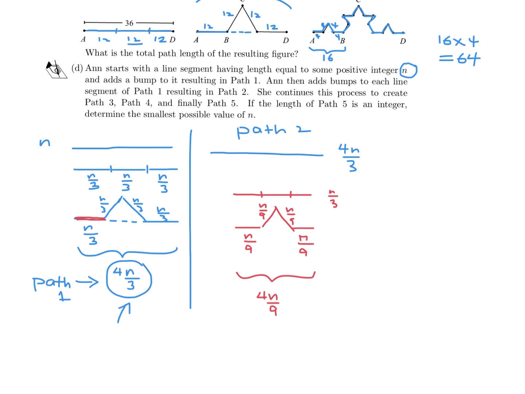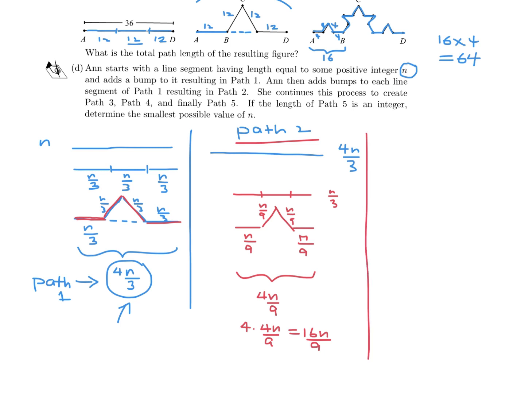Correct? But then we got 4 of them, 1, 2, 3, 4. So the total would be 4 times 4n over 9, which is 16n over 9. And that is the length of path 2.